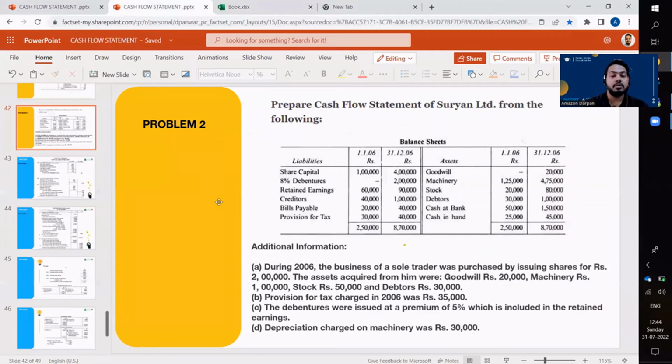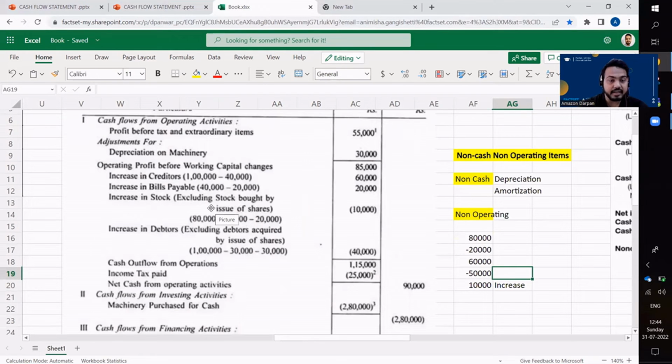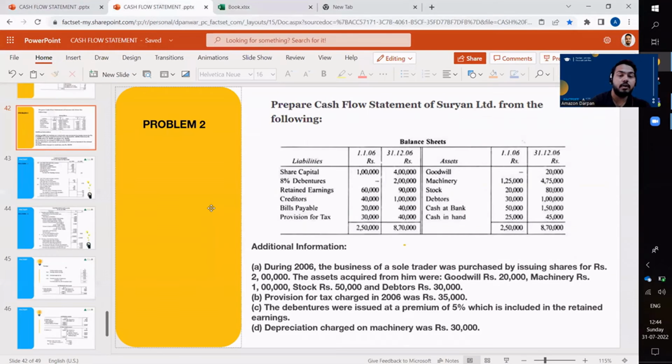So the next item we see is debtors. Is debtor a current asset? Definitely it is. So debtors are current assets, and we'll look at the debtors angle as well. What we saw in the question was that debtors at the start of the year were 30,000 and at the end of the year were 1 lakh, which means again there is an increase of how much? 70,000.